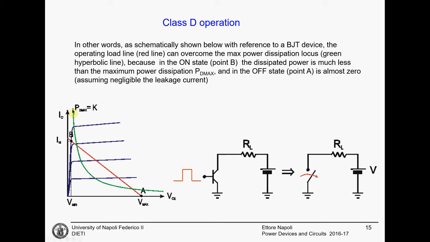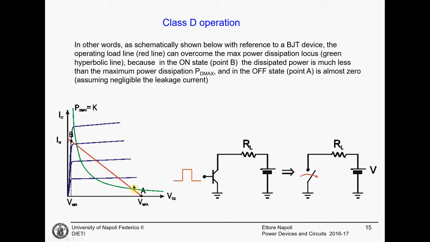The regions on this graph that are constant power dissipation are hyperbolic curves, and this green line is the maximum power dissipation that you can handle on your device. This means that you can statically work only below this green line. If this is the load line of your device, the red line, you can see that there are regions in which you overcome the maximum power dissipation. You cannot work here. And if you operate in class A, you will probably start working here and the device will fail.